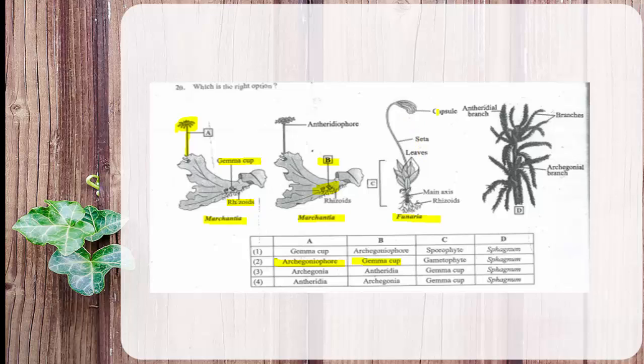Capsule and seta are the parts of sporophyte, but this portion is marked as C, and this is gametophyte. And D represents Sphagnum, from which the peat moss is obtained. After decaying and drying, the peat moss is obtained from the Sphagnum, which is used as packaging material. So the right answer for this question is option 2.